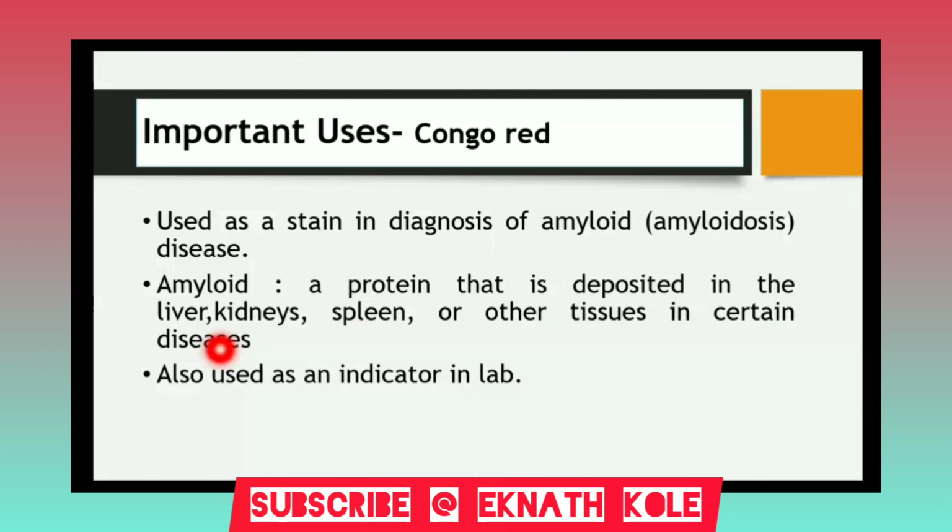In this disease condition, the protein molecule is deposited in the liver, kidney, spleen and any other tissues, so that condition is known as amyloid disease. So for detection of amyloid disease you can use Congo red, and Congo red is also used as an indicator in the laboratory.